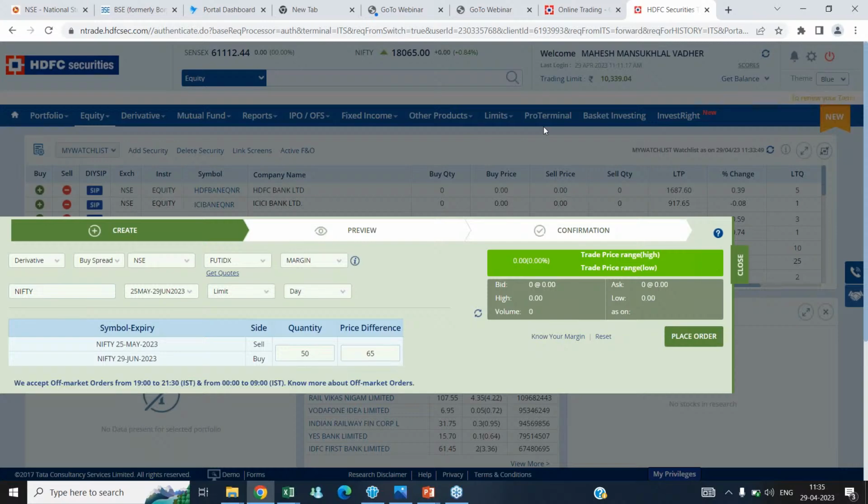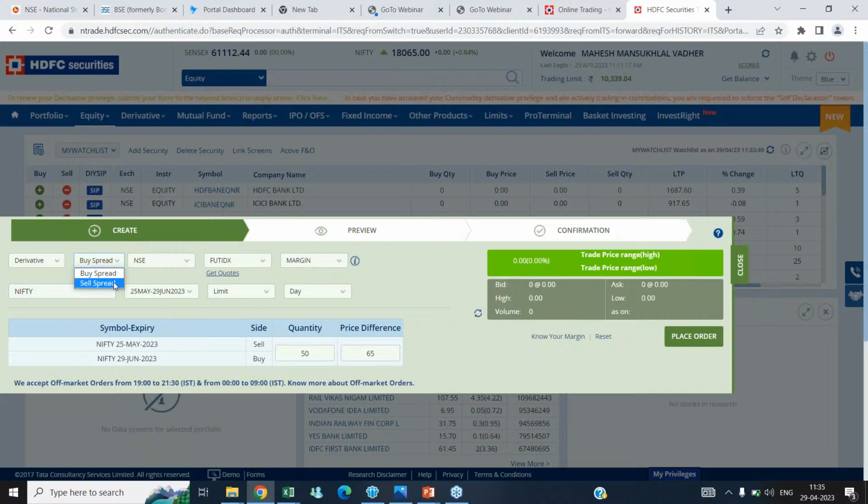So once you place this order, if the desired price difference between the May and June month is at 65, you can easily roll over your positions from your May month to next month. Here you can roll over not only your long positions, but also your short positions.